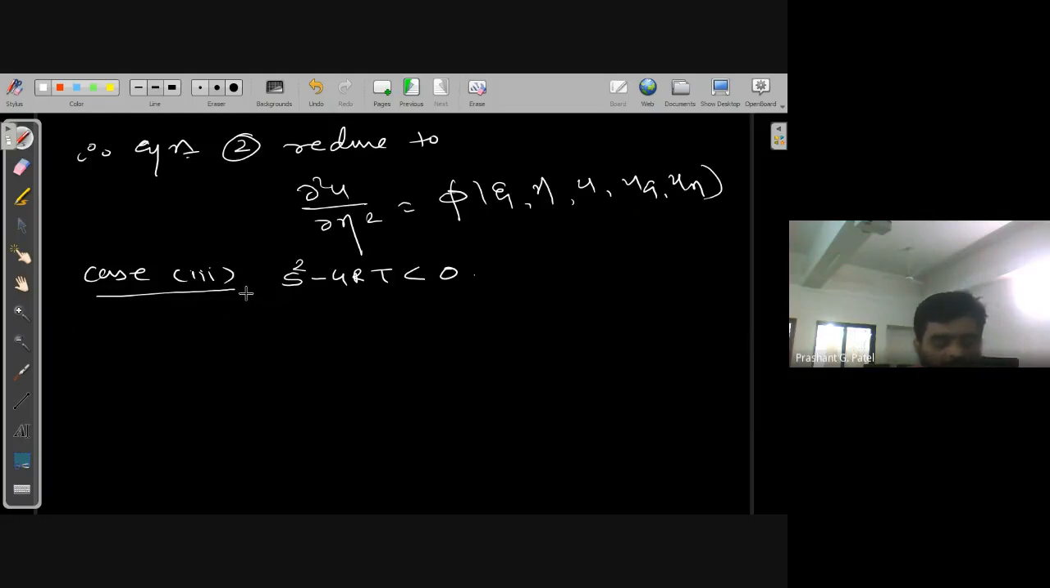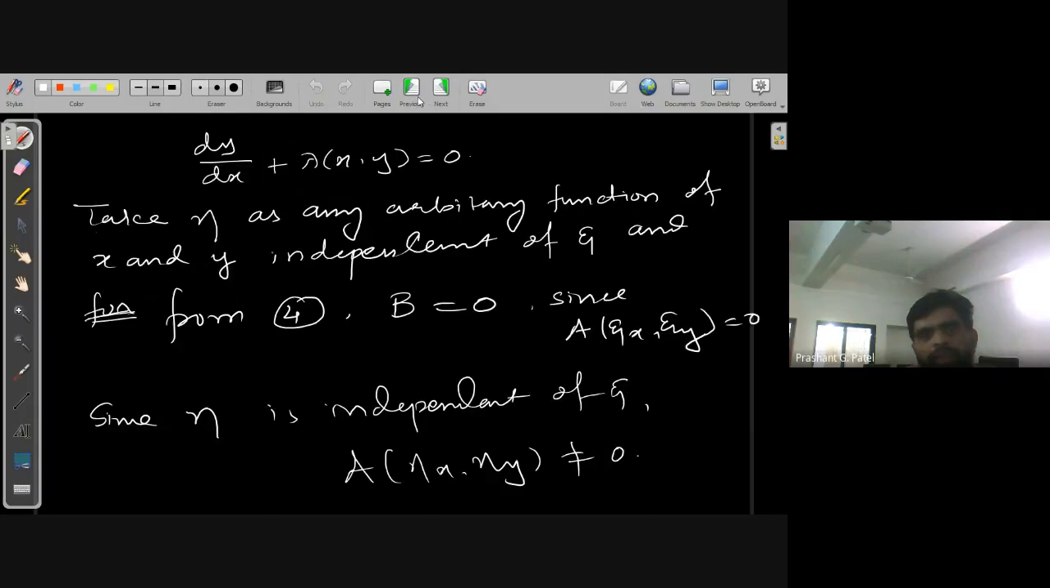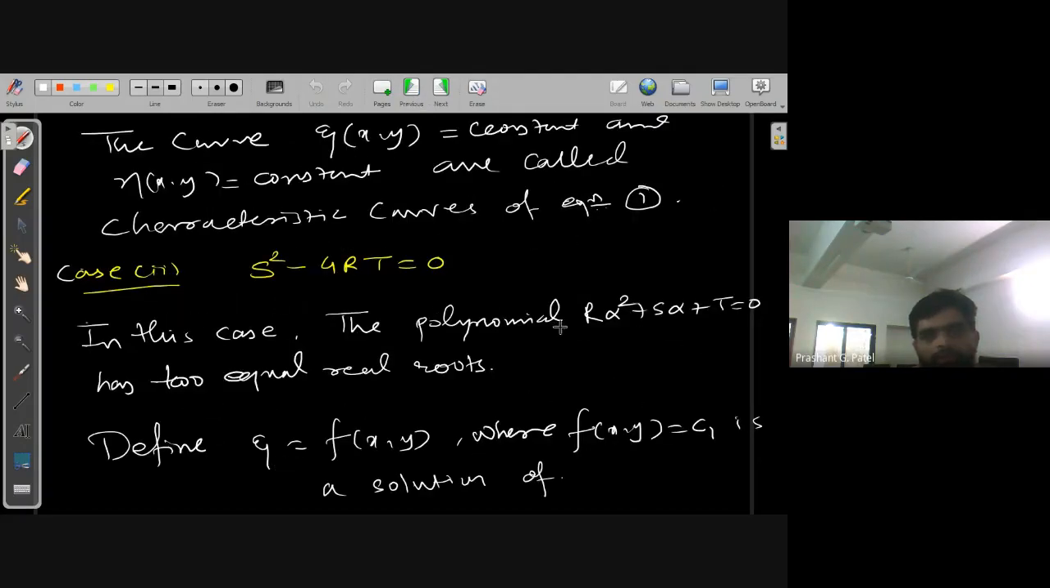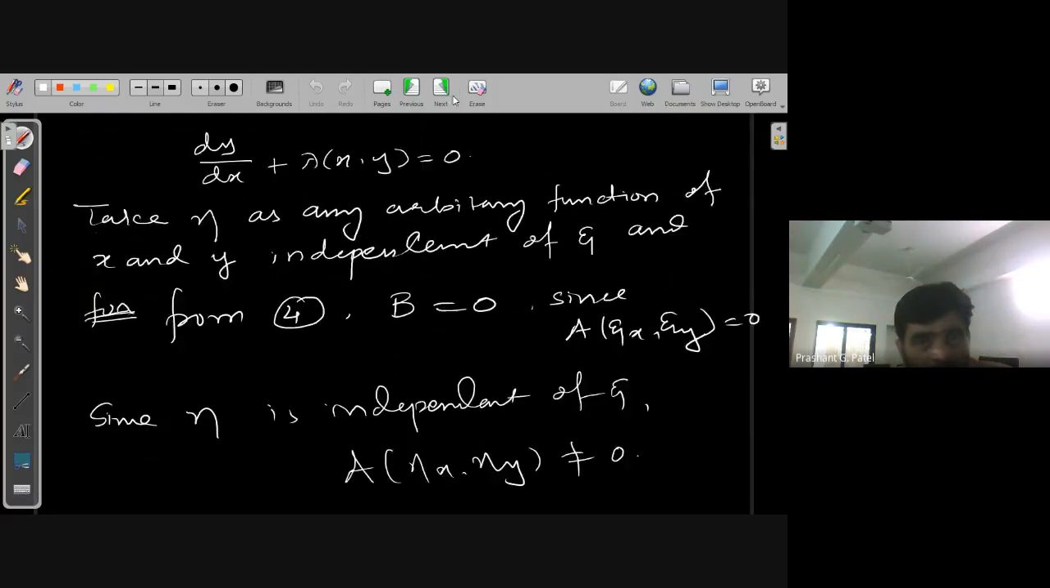So if it is negative, obviously that equation will have two complex roots. That is, the equation r alpha square plus s alpha plus t equal to 0 has two complex roots, and therefore no characteristic curves are possible in this case.